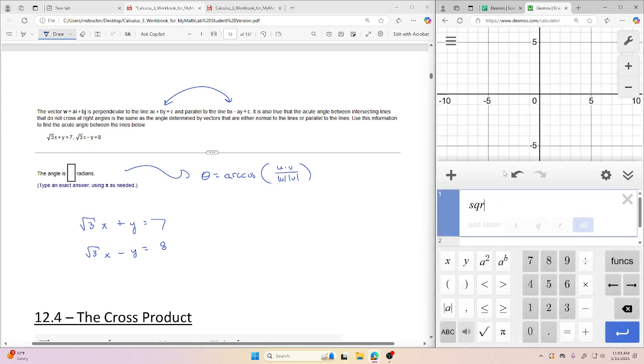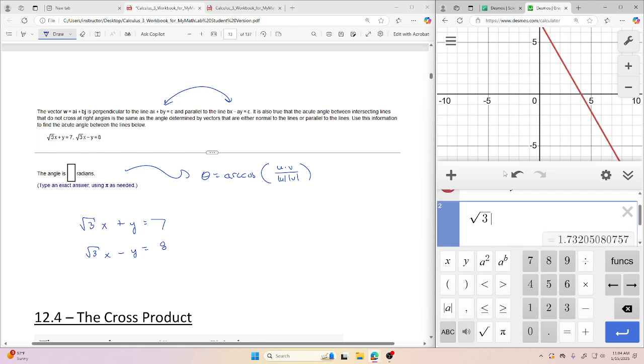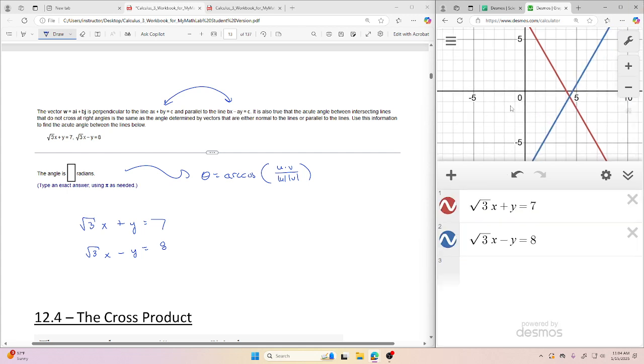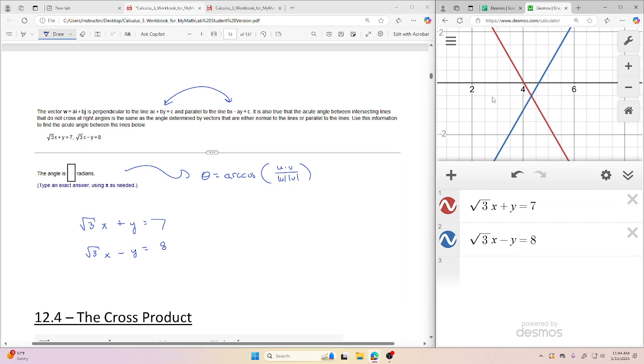So here we go. Square root of 3 x plus y equals 7, and square root of 3 x minus y equals 8. So these are the two lines. I want to find the angle between them. I'm going to ask, is that 90 degrees? Not 90. It looked like they were talking about this whole parallel perpendicular thing, and I'm thinking, oh, 90 degrees. But it's not the same anymore. So maybe that was just a lot of blah, blah up there. I don't know.